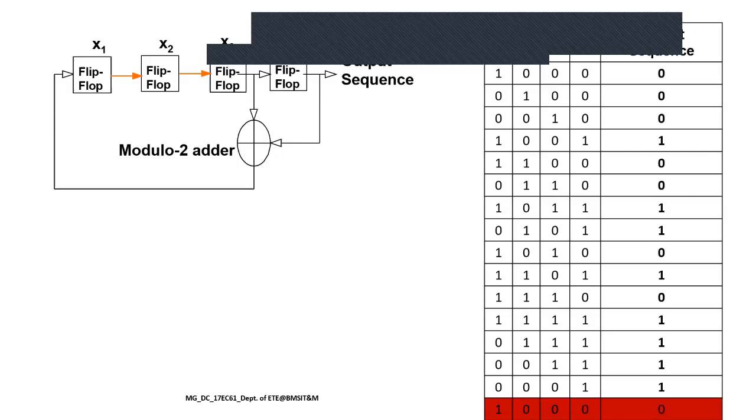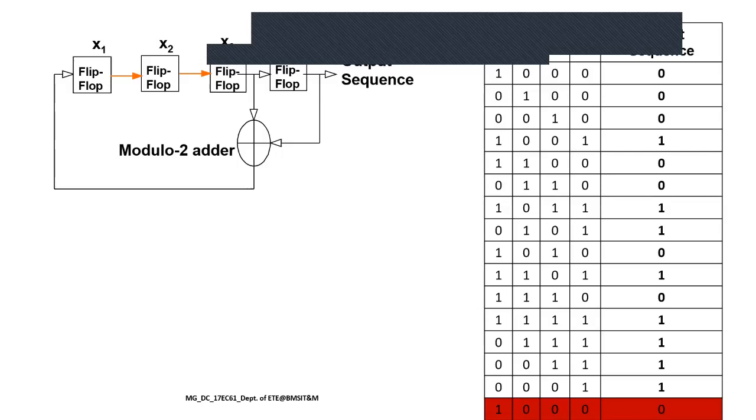So 1 XOR with 1 will be 0. That 0 will come to the first flip flop. So it becomes 0 0 1. So 0 XOR with 1 will be 0. So that 0 will come here. Means it becomes what? 0 XOR with 1 will be 1. That 1 will come to the first flip flop, right? So 1 0 0 means it is the first initial state.